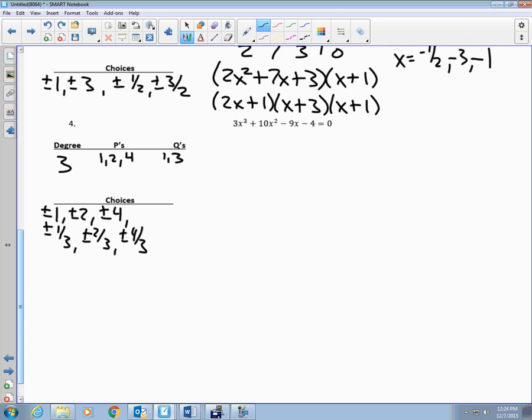I have both addition and subtraction in this problem, so I could try positives or negatives. What's the easiest? One's the easiest to try. What do you get? 0. So therefore, what's a factor?